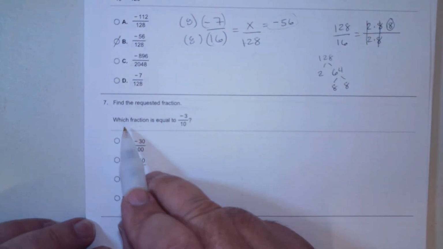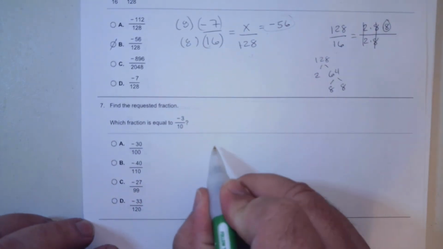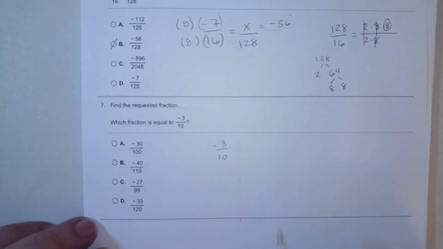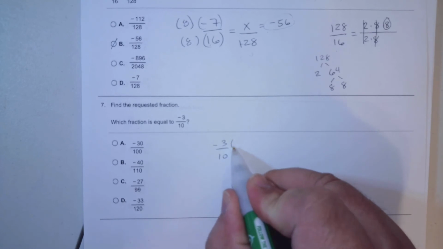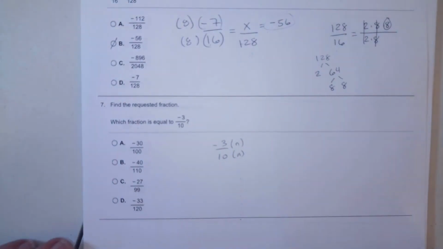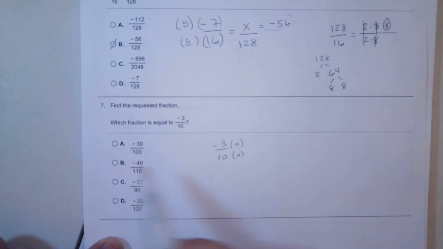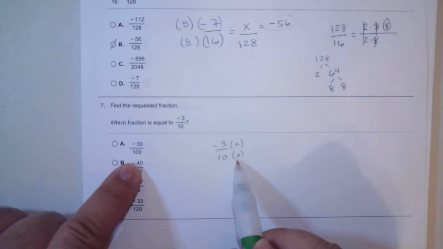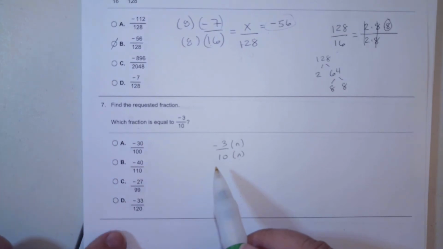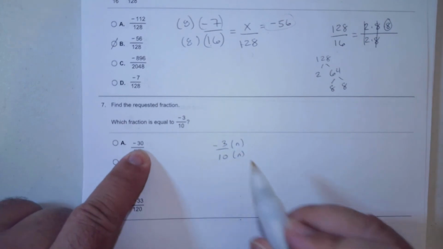Find the requested fraction. Which fraction is equal to negative 3 over 10? This is saying this now. So we have to look at what number we multiply the same number by to equal one of those. So let's see, to equal 100, 10 times 10. So if n is 10, 10 times 30 is 300. Nope, not that one. No, 10 times 3 is 30, yes.